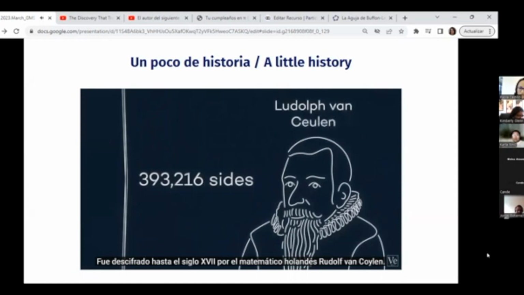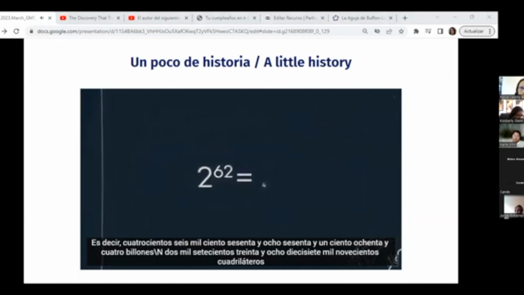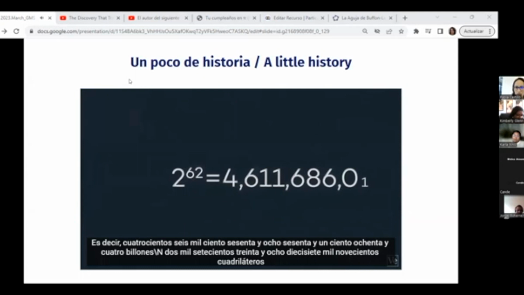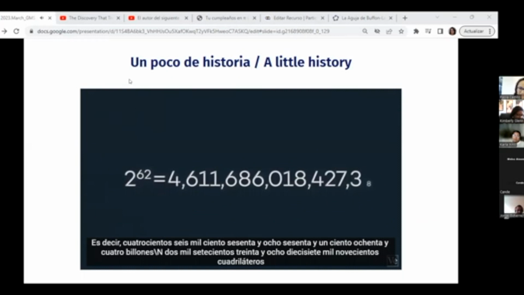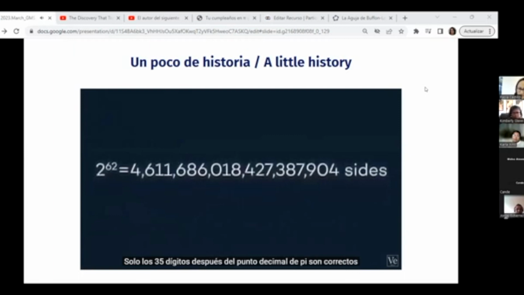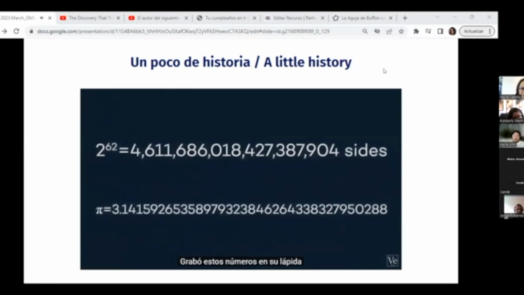He spent 25 years on the effort, computing to high accuracy the perimeter of a polygon with 2 to the 62 sides. That is 4,611,686,018,427,387,904 sides. What was the reward for all of that hard work? Just 35 correct decimal places of pi. He had these digits inscribed on his tombstone.